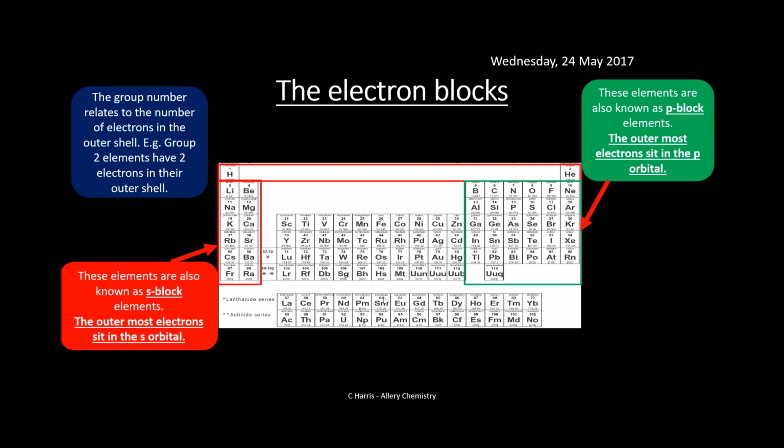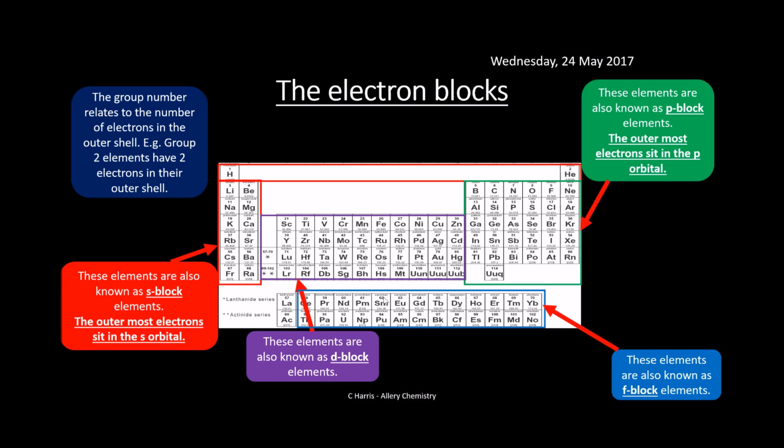This group here in green are known as P block elements because the outermost electrons sit in the p orbital. The purple block in the middle here are known as D block elements. And the light blue box at the bottom there are known as F block elements. You might not even use any of those, but as long as you know that they are F block.